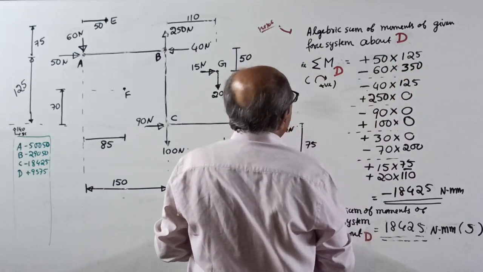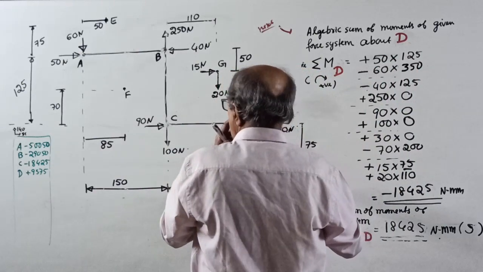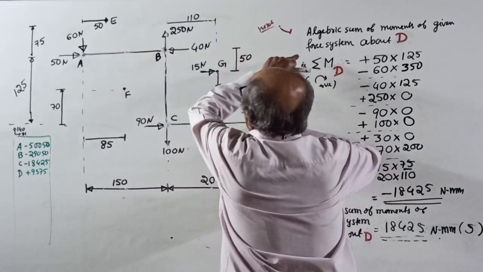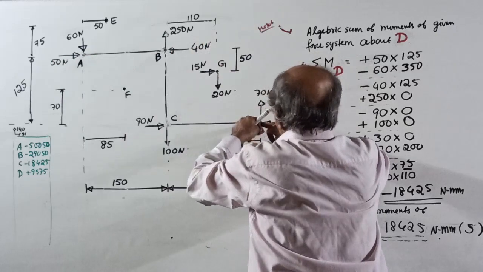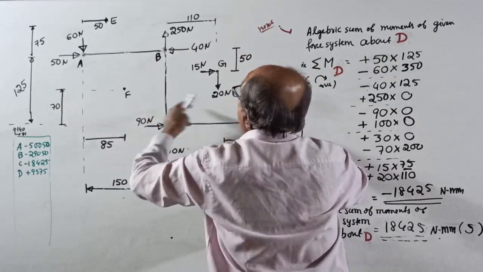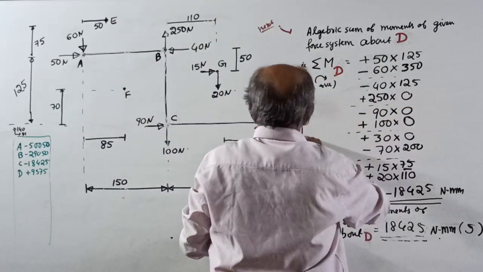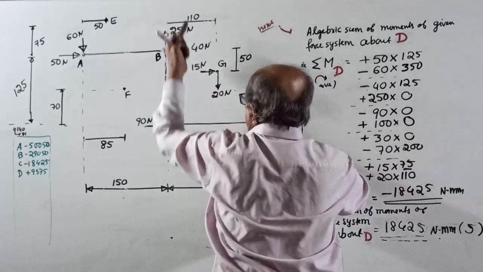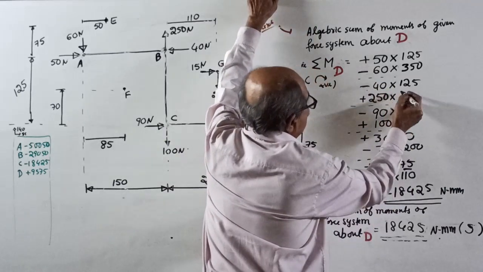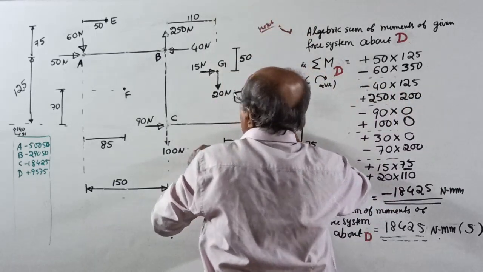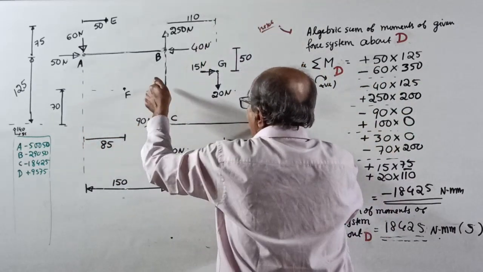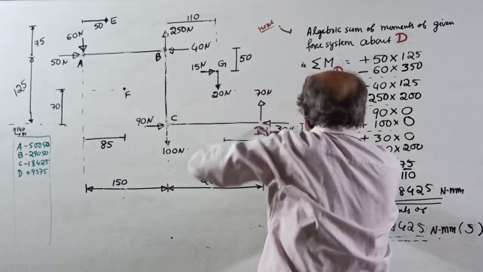Is point D already over? We are doing which point? D, correct? Okay, okay. 350, correct. Okay, then finger here. 40 into, see, about this point. 40, see my hand is moving. 40 into this distance, 125, anti-clockwise. Oh, same. Okay. 250 into 200, clockwise. Clockwise, 200. 90 into 0 and 100 into 200, anti-clockwise.